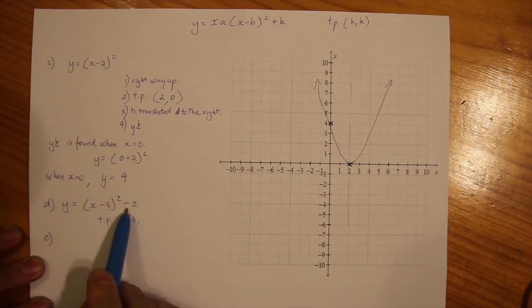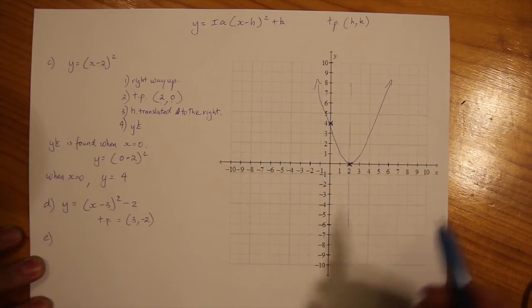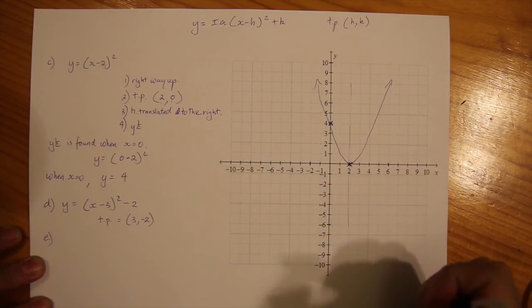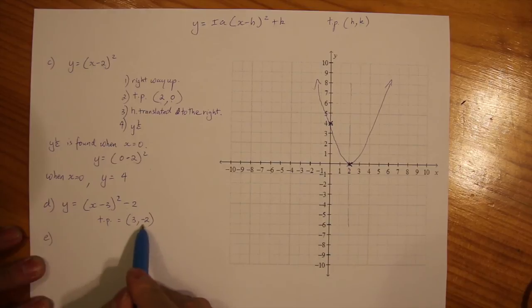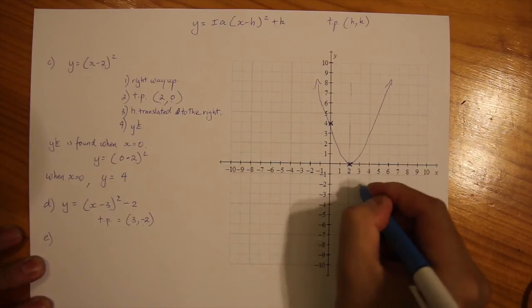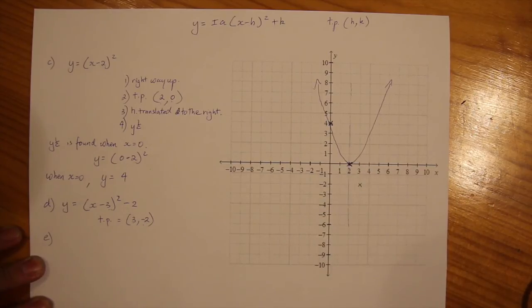And the value of k is minus 2. Okay, so this turning point for D is going to be at 3, negative 2. 3, negative 2. So that's going to be a turning point.